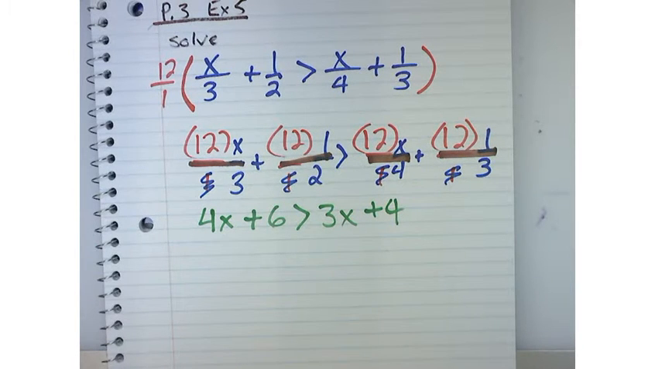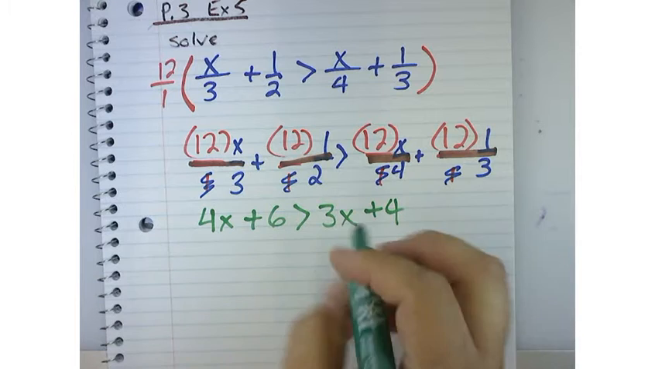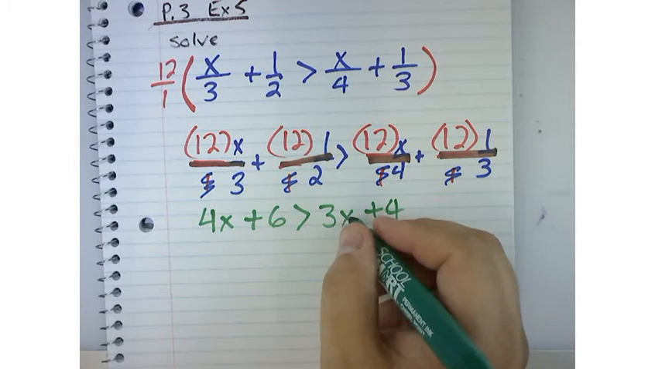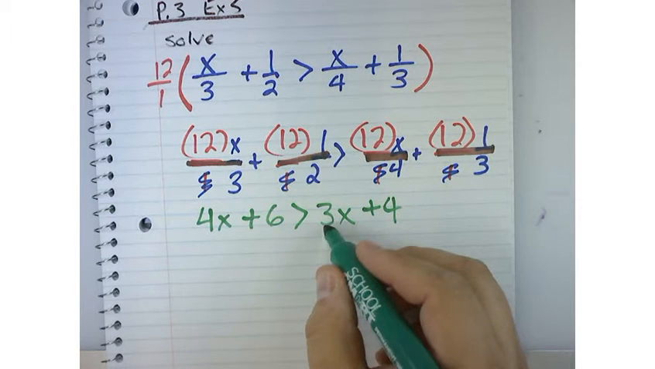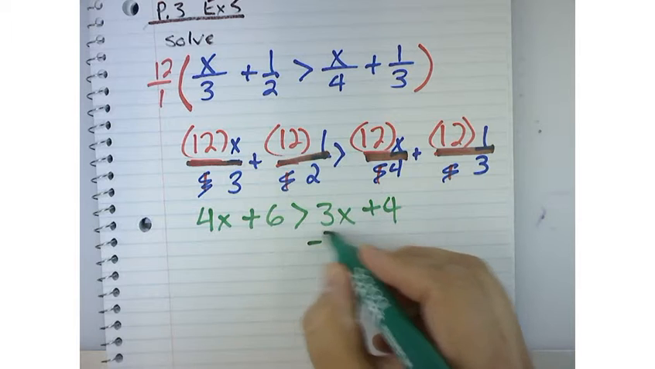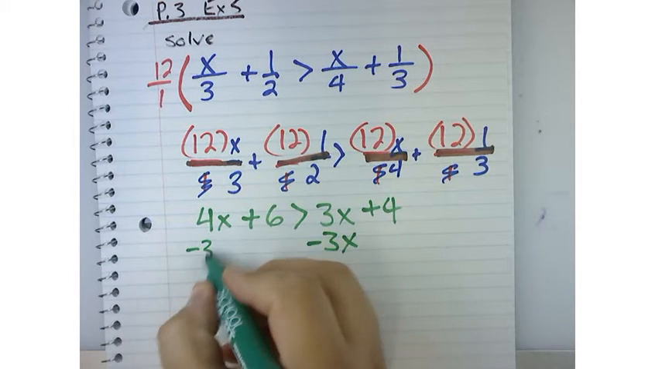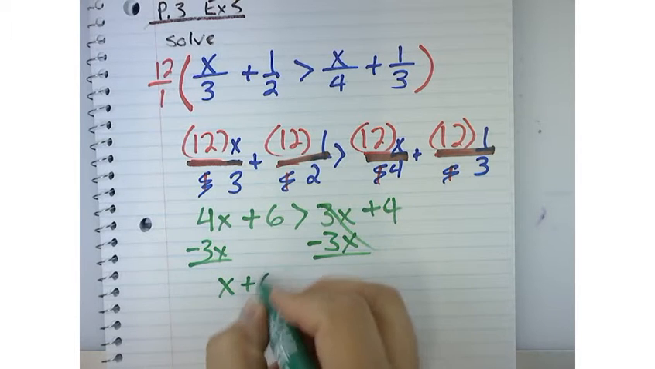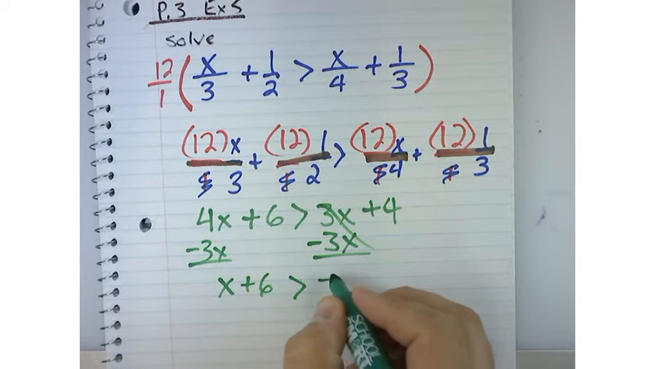Okay. So now what we're going to do is we're going to take the little x and move it over to the other side. Now because I want the 3 to go with the x, 3x is being added on the right hand side. In other words, it's a positive 3x. So I'm going to subtract 3x from both sides. These will cancel and I get x plus 6 is greater than 4.